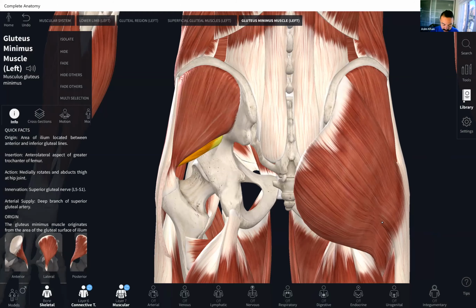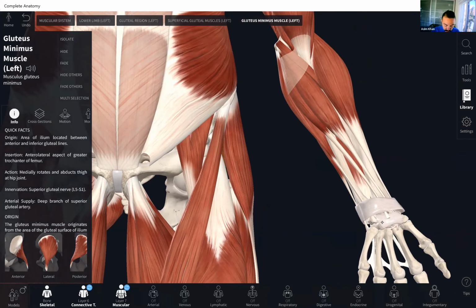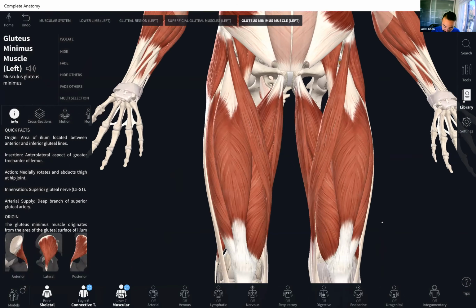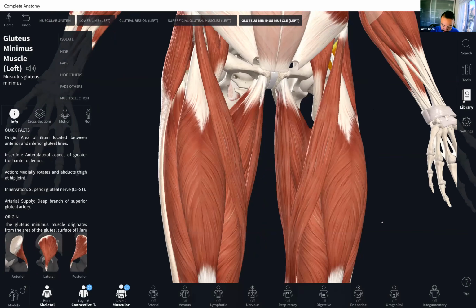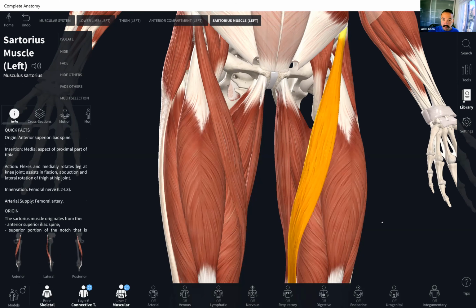If we go to the adductor group, I'm going to remove this muscle here. It's called the sartorius. We're going to go over that in the next video. Actually, we're not. We're going to go over it right now.